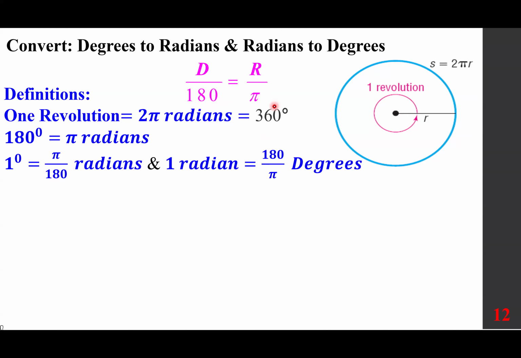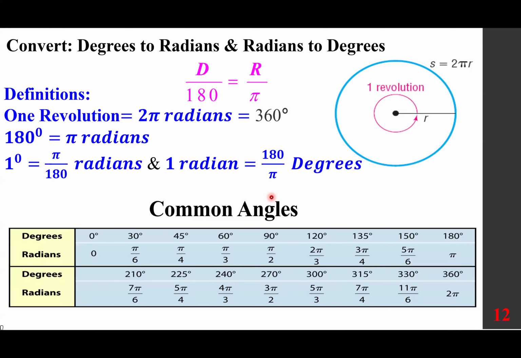If you go with this formula, any of them given, for example, degrees is given, you put it here, you find r. R is given, you put it here, you find d. Or, as I said, if it's a degree, you can multiply it by pi over 180. If it's in radians, multiply by 180 over pi to change.